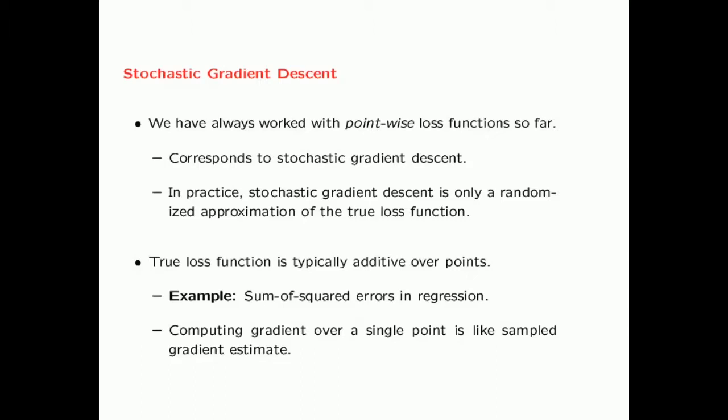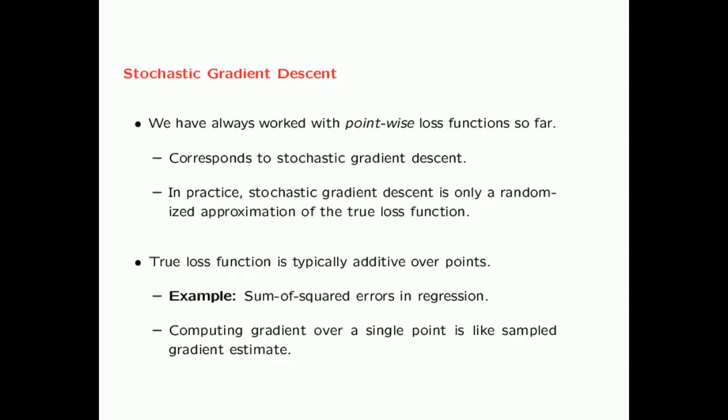Next, we discuss the issue of stochastic gradient descent and mini-batch stochastic gradient descent. You would have noted that all our loss functions so far are defined in a point-wise fashion. What this means is that the loss function is defined for a specific point i. The resulting updates are really considered stochastic gradient descent. This is because the true loss function is additive over the points.